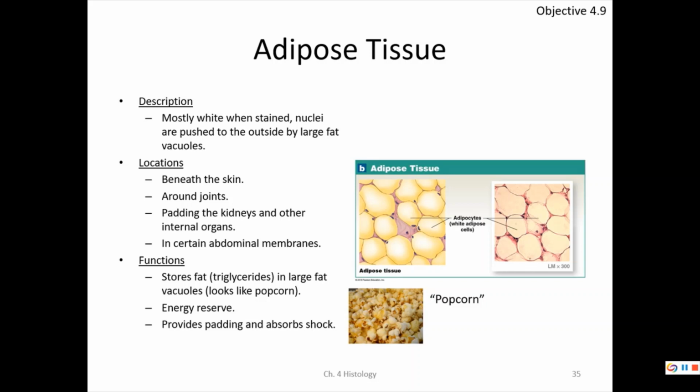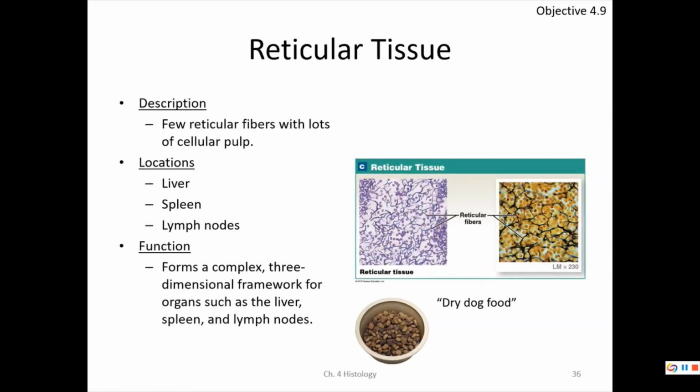Now, it stores fats. The triglycerides are stored there in what we call big vacuoles. It's there as an energy reserve and a pad to absorb shock for the body. Okay? So like I said, these images here are the ones I'm using, and I've got a thing to show you guys at the end as well.